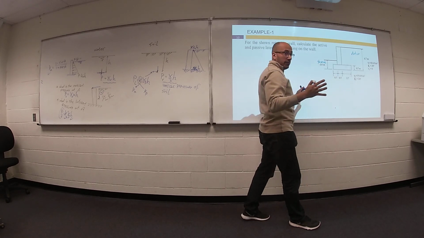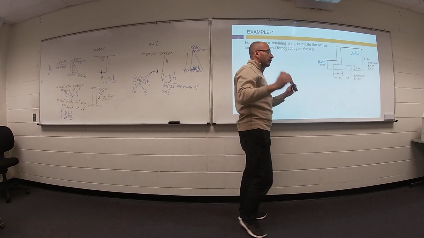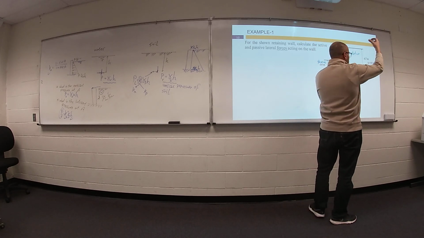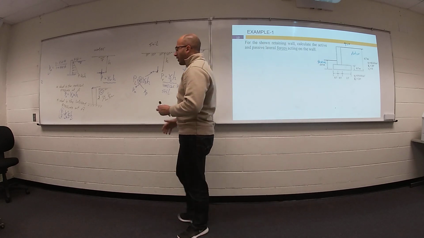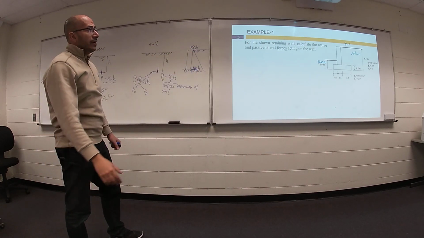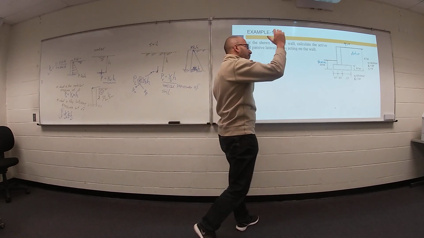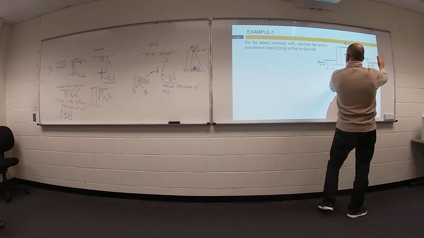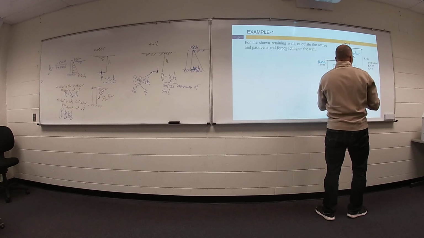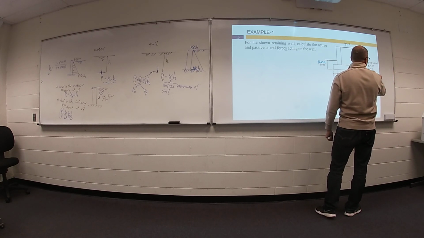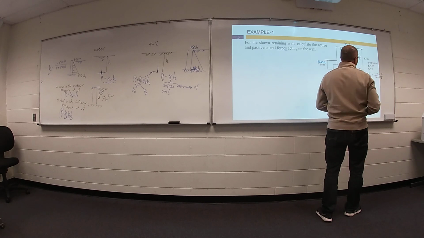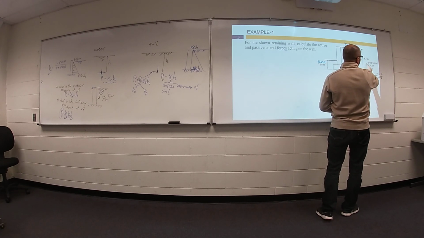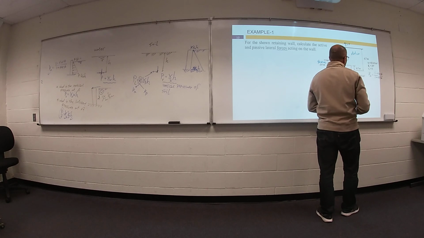Do you have a water table? Do you have groundwater? No. Do you have additional load, surcharge load or something like this? No. Q equals 0. Okay, let's start. But before starting, you decided this side will be your active side. What is the value of K active? 1 minus sine phi divided by 1 plus sine phi. The value of phi is given. For this soil, your gamma equals 18, your phi equals 30.